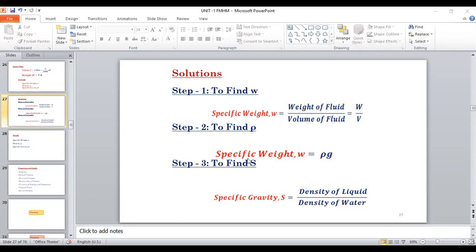Next, to find density: we know specific weight is also rho g, w equal to rho g. We already got specific weight as 7000. So 7000 equals rho into g. The density is what we have to find: rho equals 7000 divided by the value of g, 9.81.